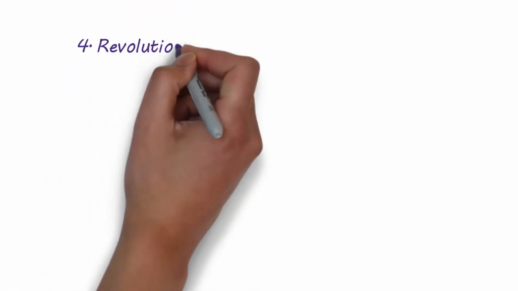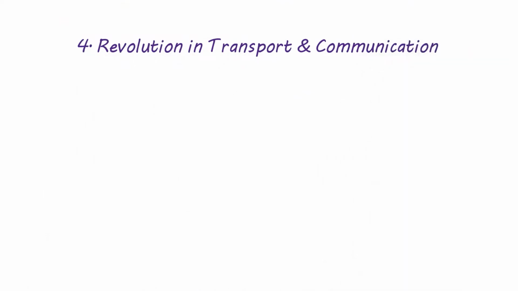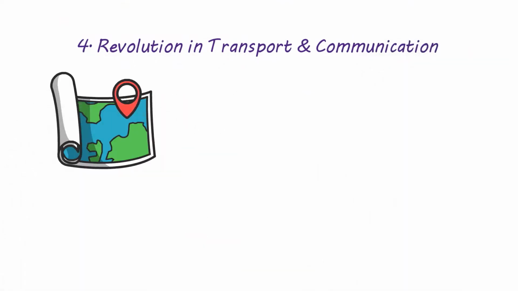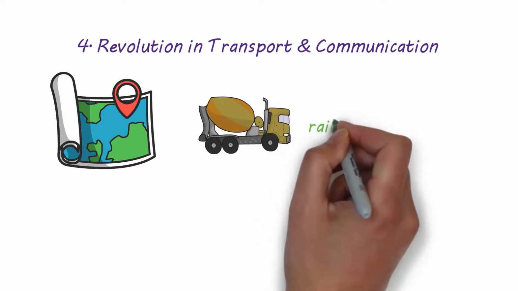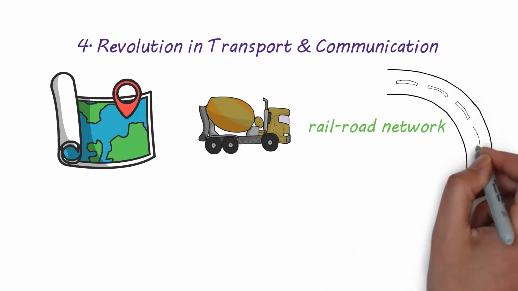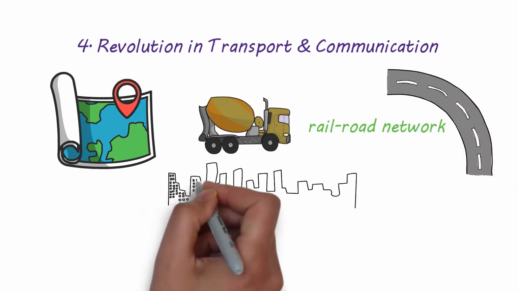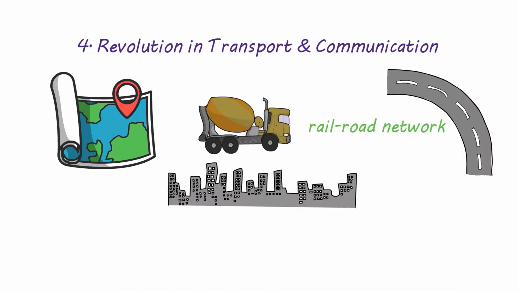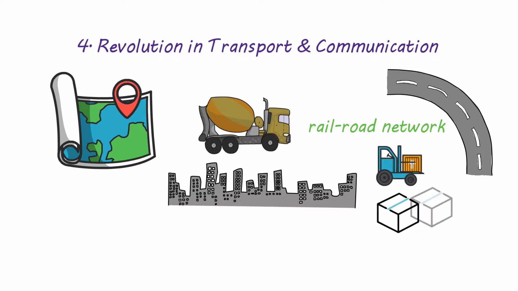Revolution in transport and communication. Economy is as much about geography as about processes of production. The development of transport corridors in form of railroad network across length and breadth of England and consequently in colonies of British Empire allowed the British industry to hasten the supply of raw material and unfinished goods.